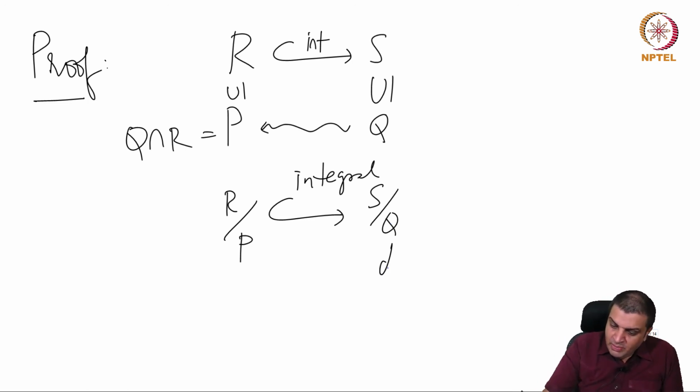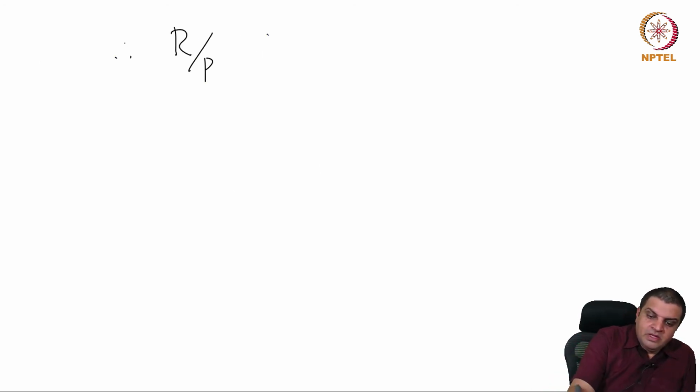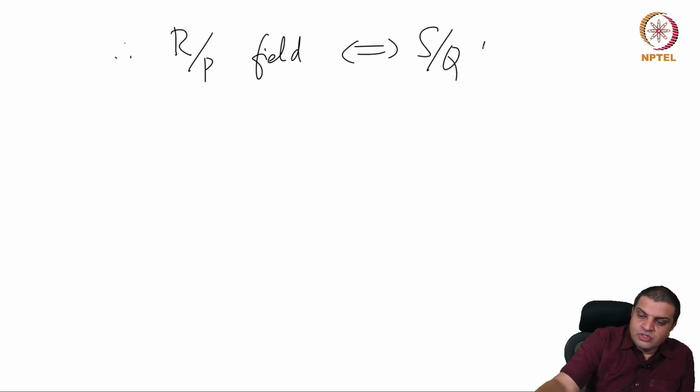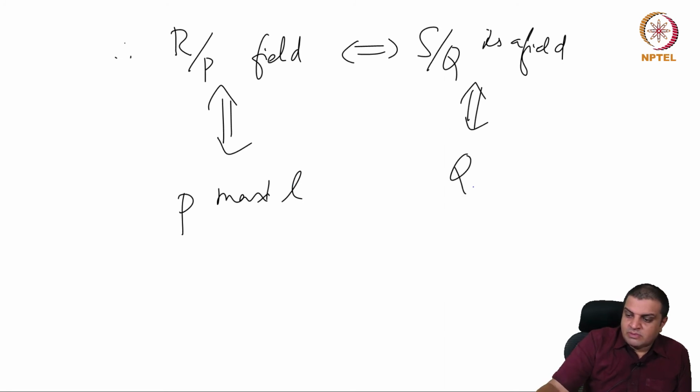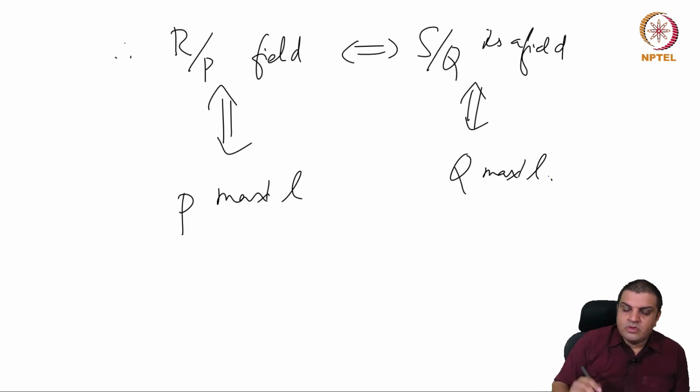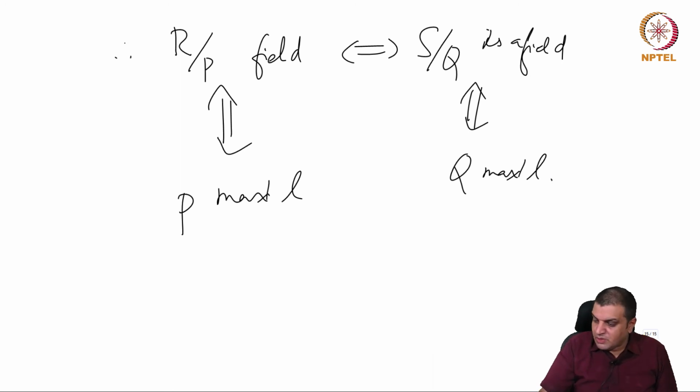Now this is a domain. And therefore R mod P is a field if and only if S mod Q is a field, and this is equivalent to saying P is maximal, and this is equivalent to saying Q is maximal. Okay, so this proves one. Proof of 2.